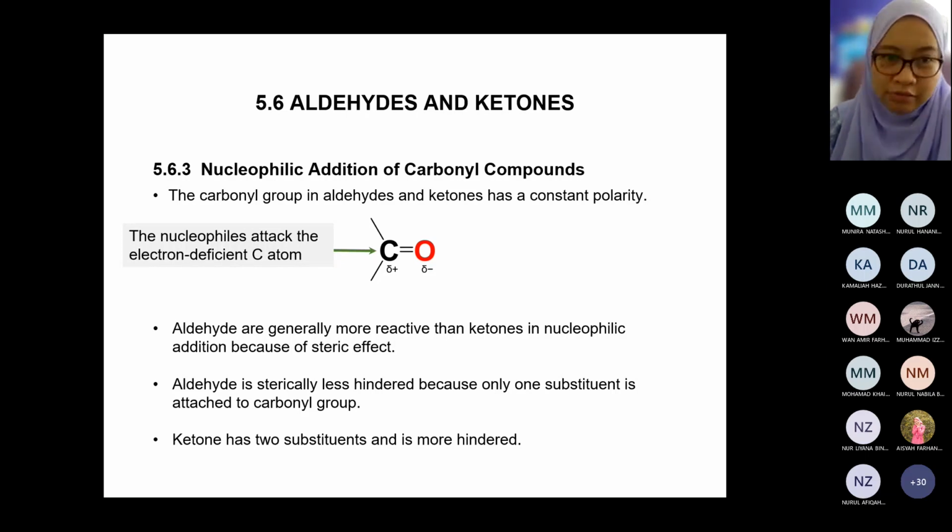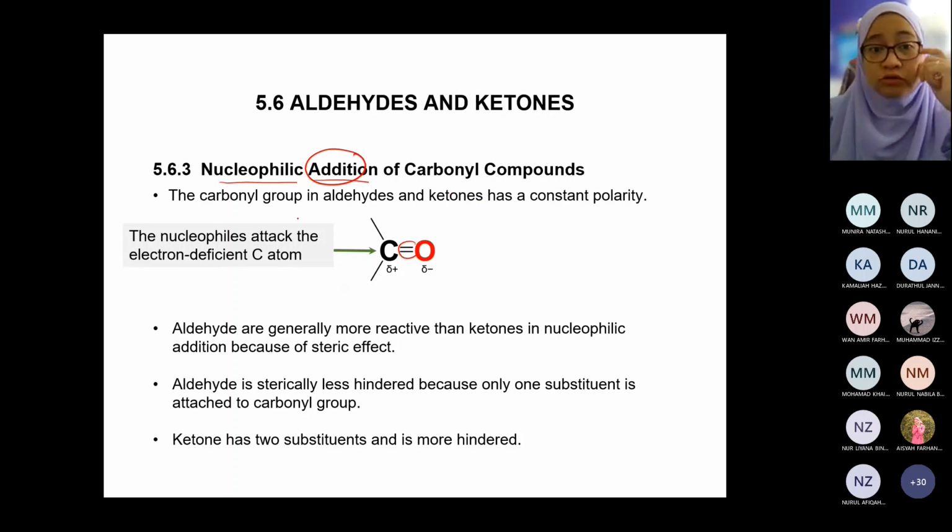Okay, so the name of the reaction in general involving aldehyde and ketone is known as nucleophilic addition. Why is it addition? Because it has a double bond there. It's not substitution, it is addition. The carbonyl group in aldehyde and ketone has a constant polarity. As you can see, oxygen is more electronegative than carbon. Like I said last time, this will create unequal sharing, so the carbon will be slightly positive and oxygen will be slightly negative.